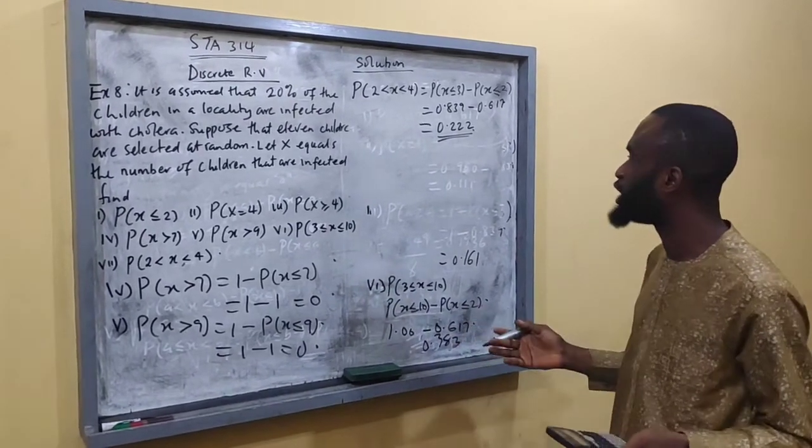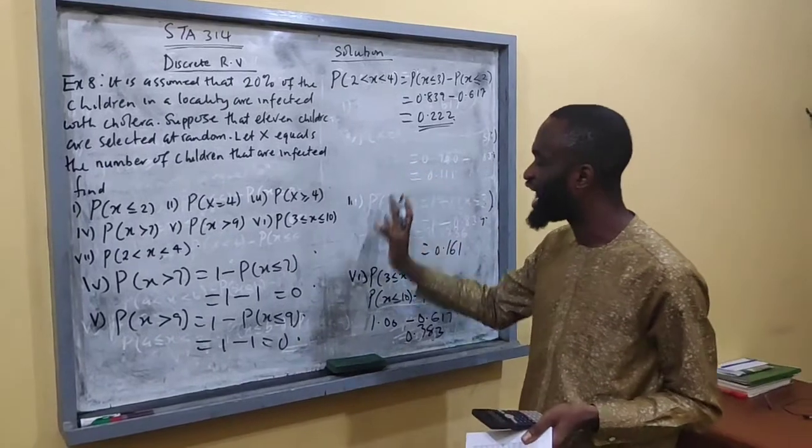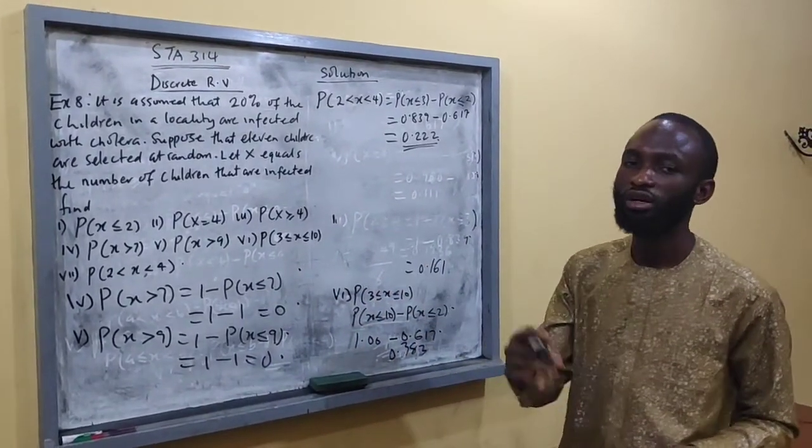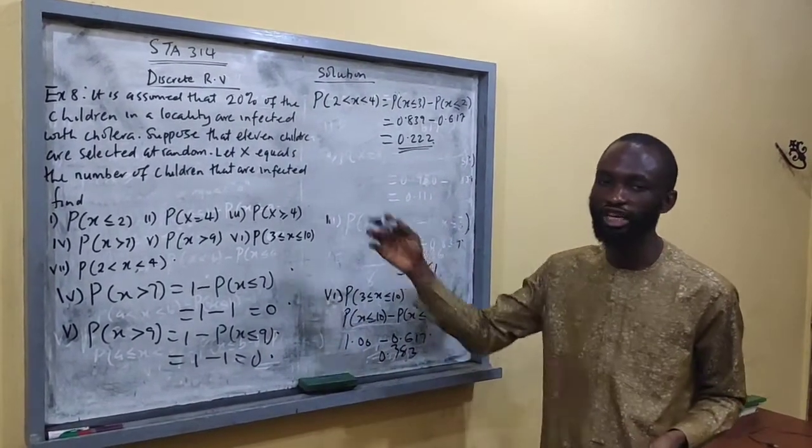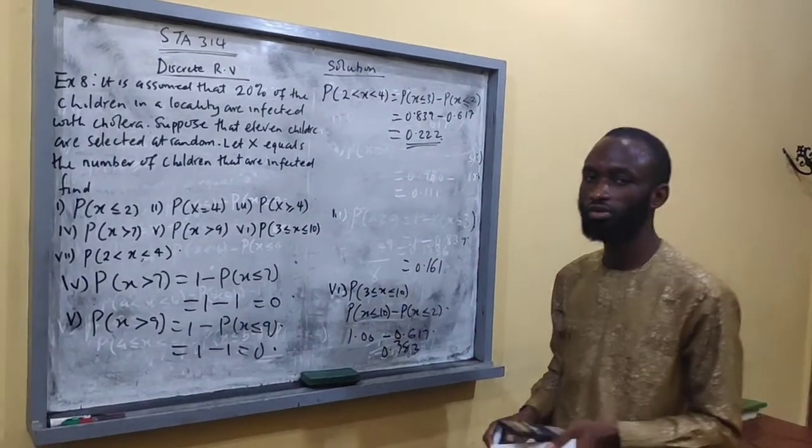It's just very simple and easy. Just understand how the probability cumulative distribution changes, then you'll be able to get your value.